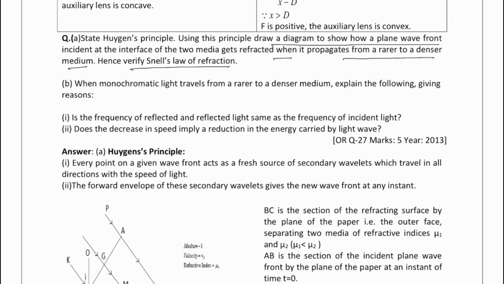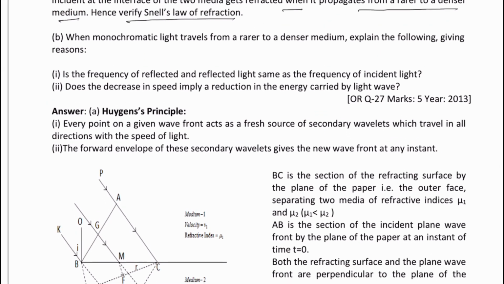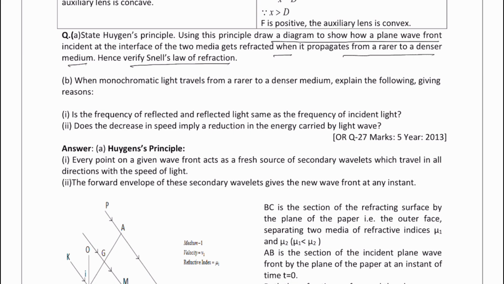So, just briefly I will explain this Huygens principle. Huygens principle says that every point on a given wavefront acts as a fresh source of light. Suppose this is the source of light and the light advances in the form of wavefront. So every point on the wavefront acts as a secondary source of light and emits secondary wavelets. These are secondary wavelets.